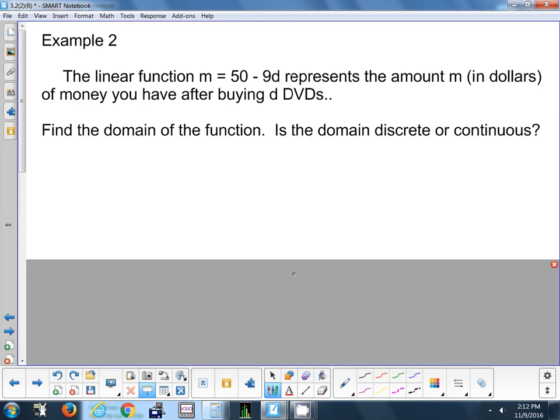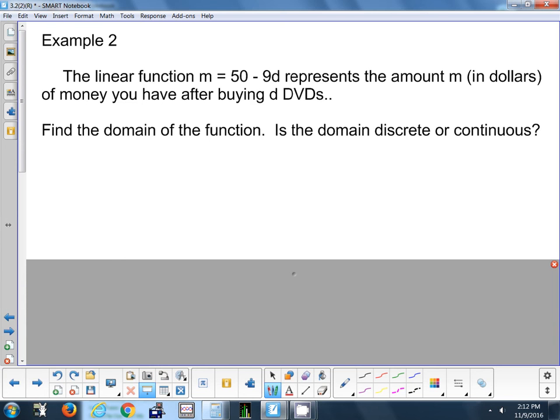All right. So let's look at our domain. What's the domain in this problem? What letter? It's D. Normally we use X, but in this case it is D. And D represents what? DVDs. How many DVDs you buy. So think about when you buy DVDs. Would that be discrete or continuous?